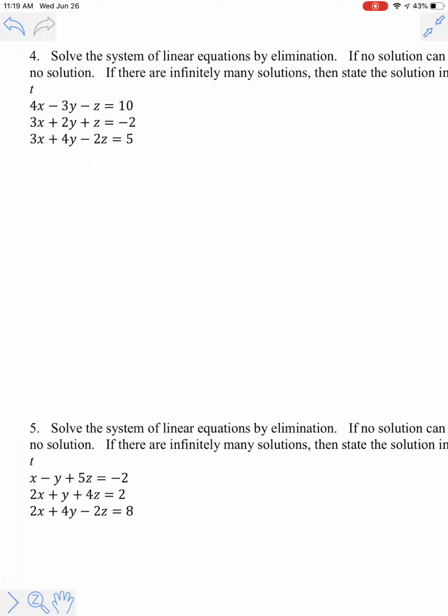So question 4 is from 5.2. This is where we have a system of equations with 3 variables, 3 equations. So what I need to do is choose a variable to eliminate first. I can see here that z would eliminate nicely from equations 1 and 2, so I'm going to combine equations 1 and 2.